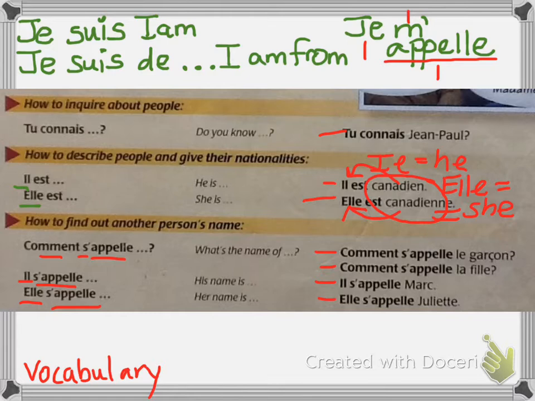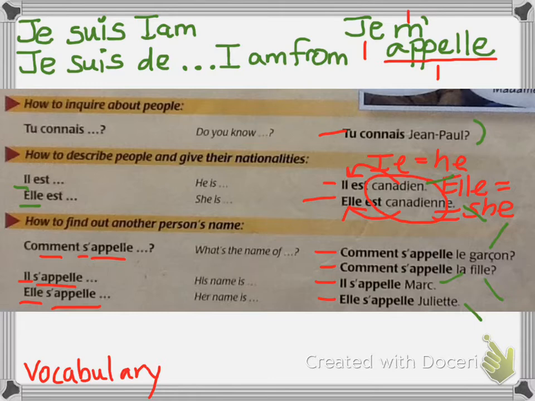So kind of working through the translation here, Tu connais Jean-Paul is asking, do you know Jean-Paul? He is Canadian. She is Canadian. What's the name of the boy? What's the name of the girl? His name is Mark. Her name is Juliette. So one more time working through this new vocabulary.